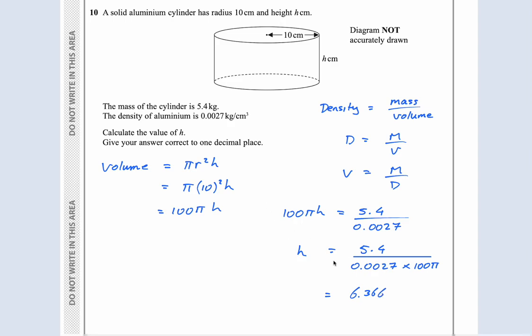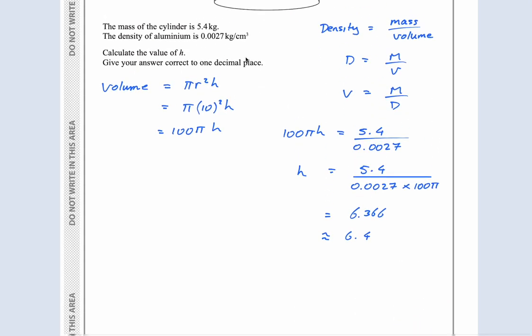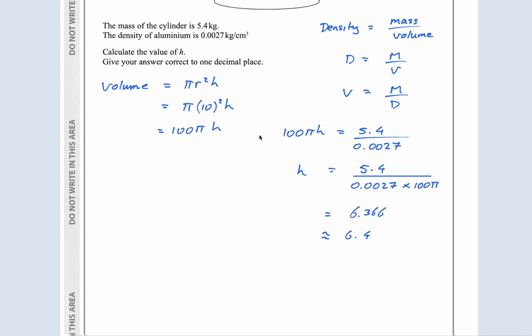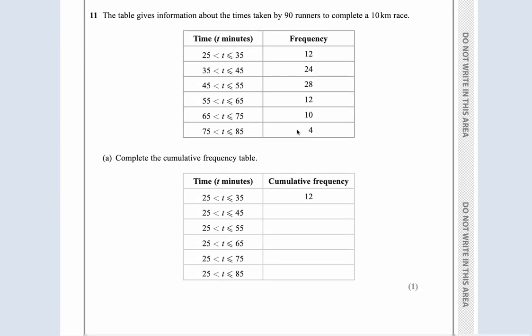6.366 to one decimal place is 6.4. And guys, we're dealing with centimeters. I think it gives you centimeters here. No, it doesn't, but it is going to be centimeters, 6.4 centimeters, because we're dealing with centimeters and kilograms. Okay, not an easy question, guys. Again, this is proving to be a tricky paper.